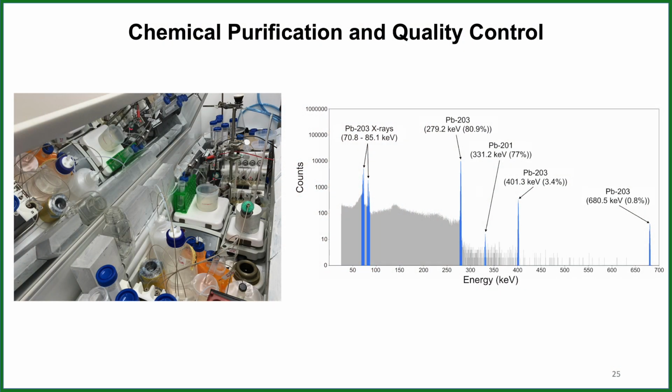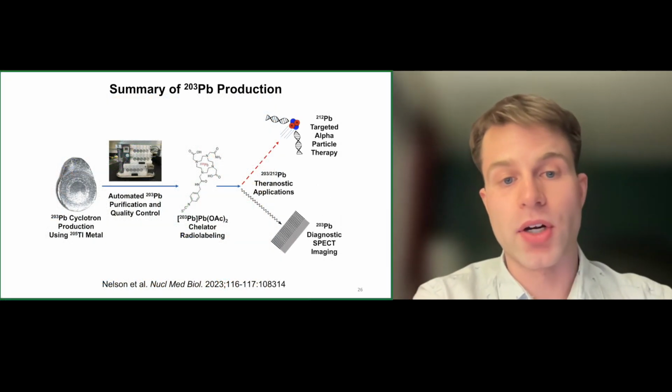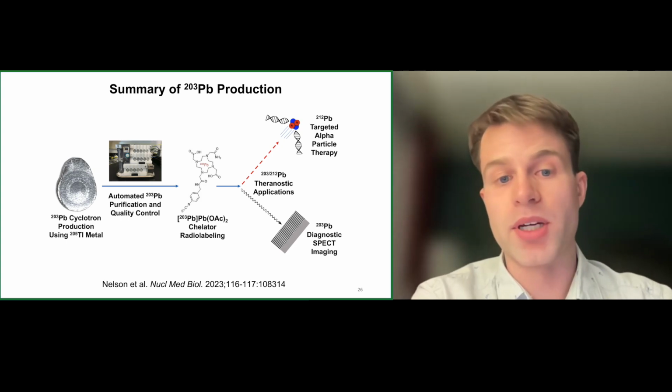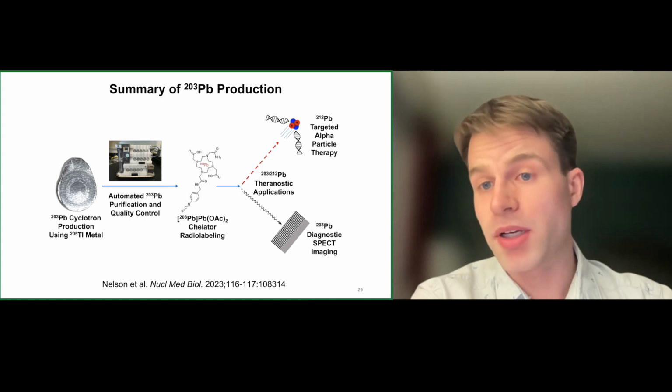We then take our thallium target, we open it up, and we put it through an automated chemical process. And the end result is that we have highly pure lead-203. This is a gamma spectrum showing the different gamma ray emissions. And the only impurity of concern, lead-201, is hardly present at all. So in summary, for this, we modified our target. We designed another automated purification process. We also tested radiolabeling, and we're now working towards lead-203 and lead-212 applications.